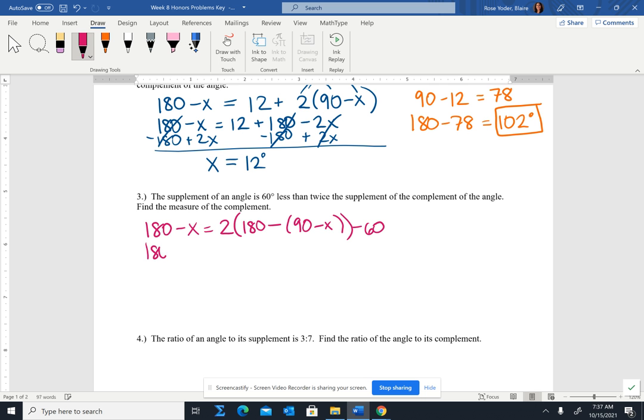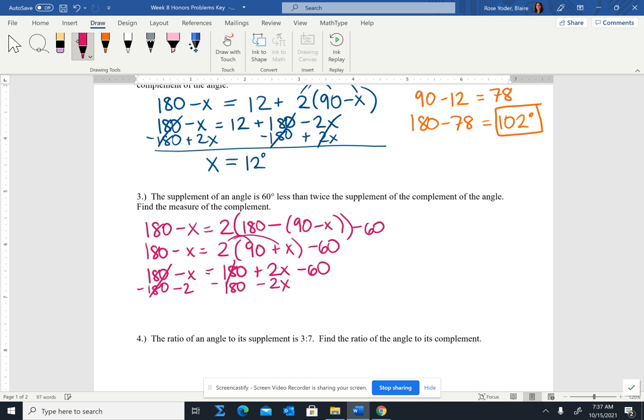So I'm going to drop down 180 minus x. And then 180 minus 90 is 90. And then minus x is plus x. So now I'm ready to distribute. 180 minus x equals 180. So I can tell that that funny 180 thing is going to happen again. Plus 2x minus 60. So let's go minus 180. So those drop out. And then let's go minus 2x.